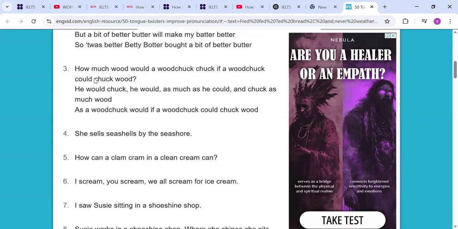How much wood would a woodchuck chuck if a woodchuck could chuck wood? He would chuck as much as he could, and chuck as much wood as a woodchuck would if a woodchuck could chuck wood. So you can see, if you are doing it as a fun activity, it will also help in many ways. Try to make a habit of practicing these tongue twisters while preparing for this exam as well as recording your voice. These are two important things.